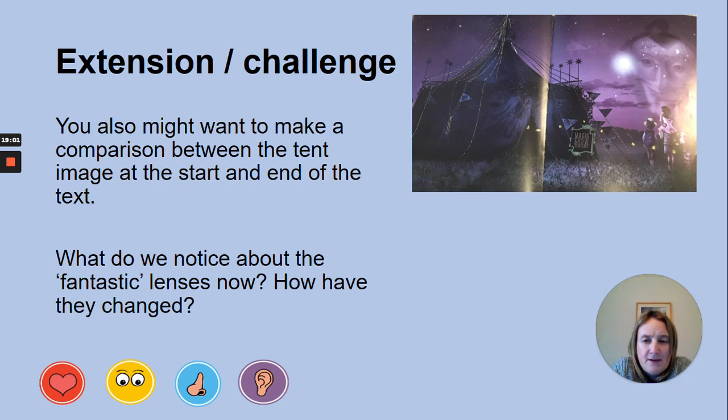Can we make a comparison between the tent image at the start and at the end? What do we notice about the fantastic lenses now? Have those feelings changed? How would you describe the colours now? How would you describe those ribbons? They're still shown gold, but they're hanging, they're not fluttering in the wind. Those stars are still brightly gold, but leading out of the tent. You notice the ones standing proud on the top of the tent are now dark. Is that because the magic show's over and the magic is following them home?